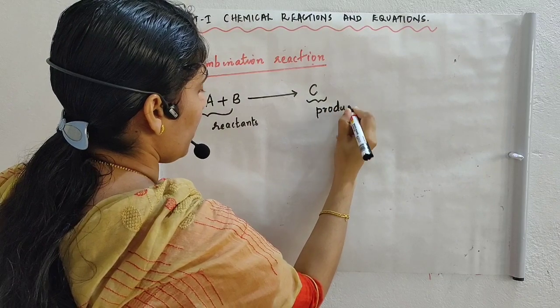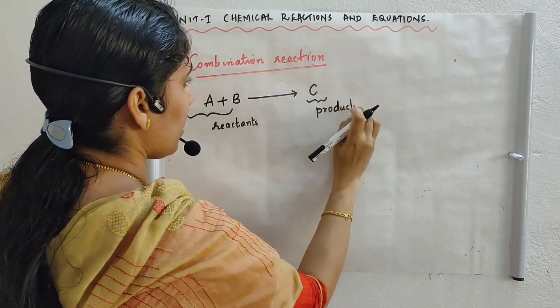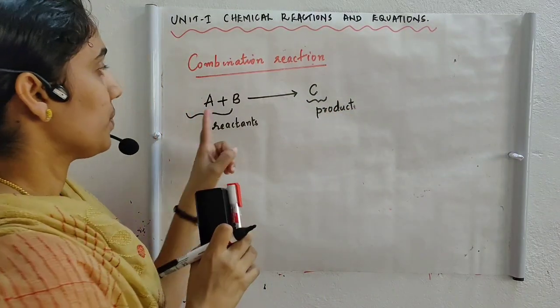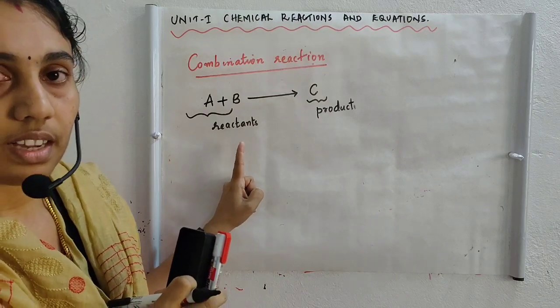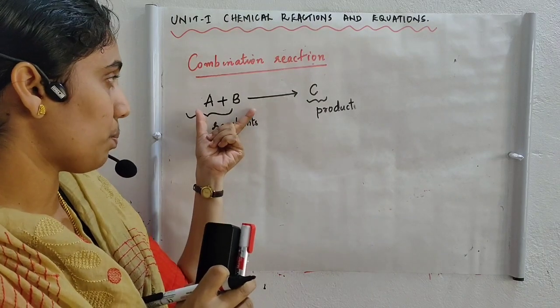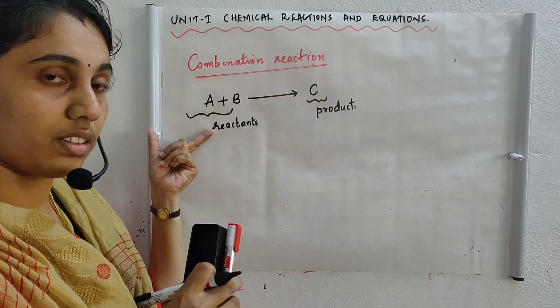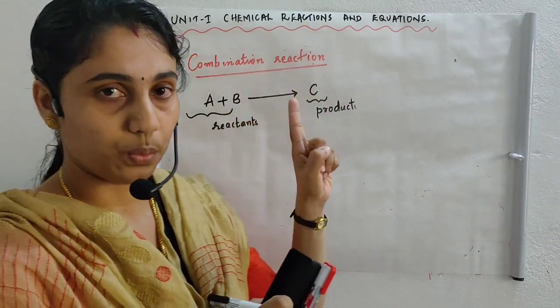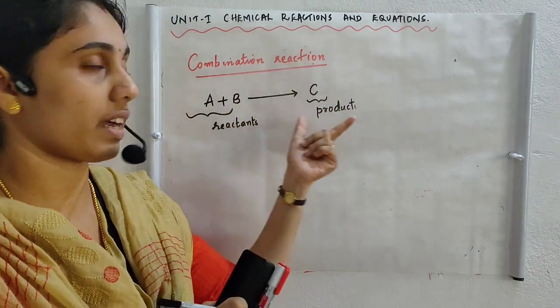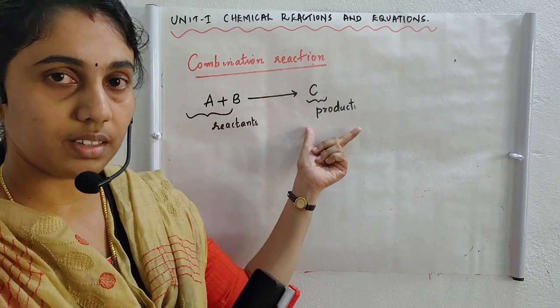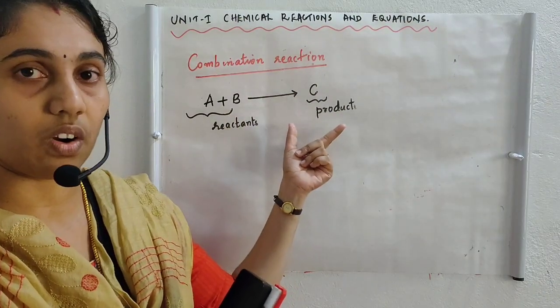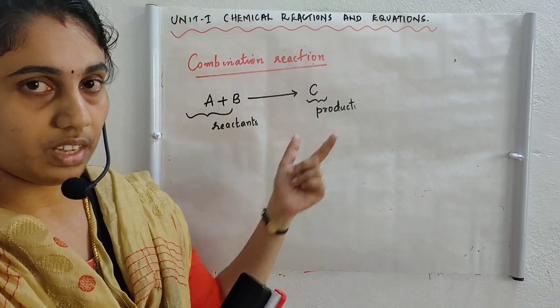Many equations are given, and there it is asked how we will understand a combination reaction. On the reactant side many are there, but on the product side only one product. Two or more reactants combine to form a single product. That sort of reaction we call a combination reaction.